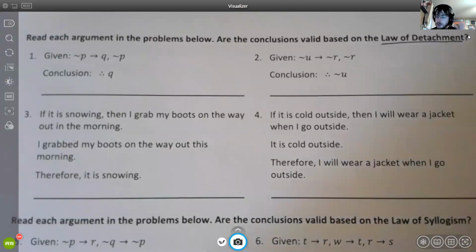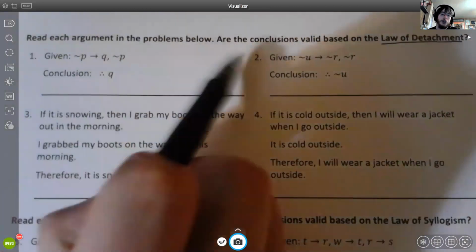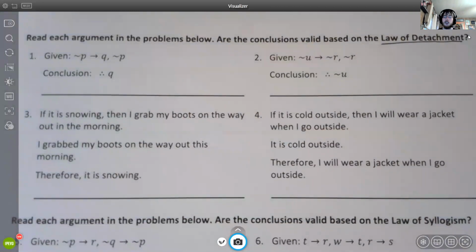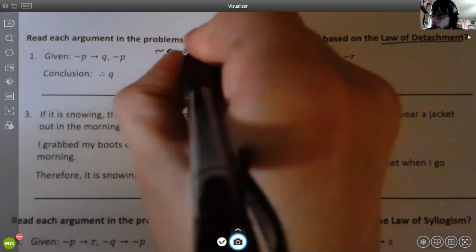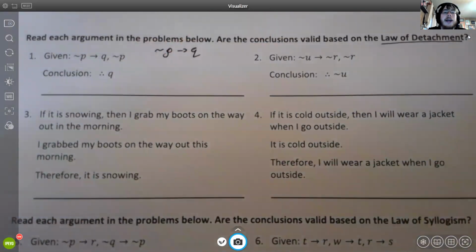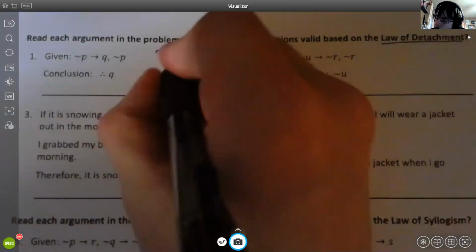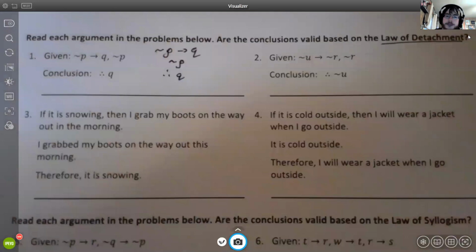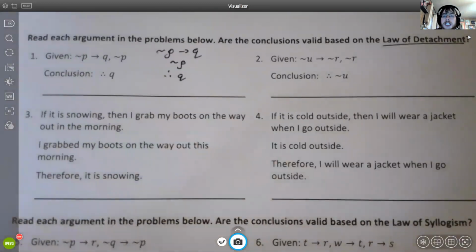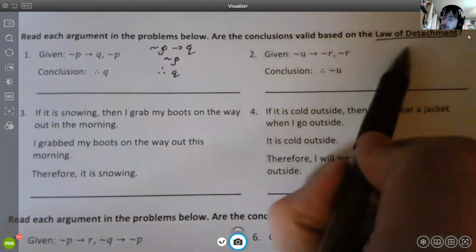So let's look at number one. Number 1 and 2, it gives us completely in symbols. So what we're going to do is put it in column notation. The first statement it gives us is not P implies Q. And then the second statement it gives us is not P. And then it says our conclusion is therefore Q. Our job is to see if that's valid based on the law of detachment.